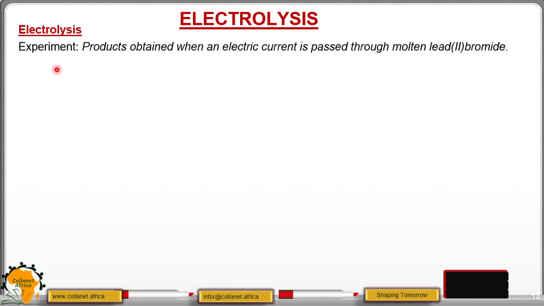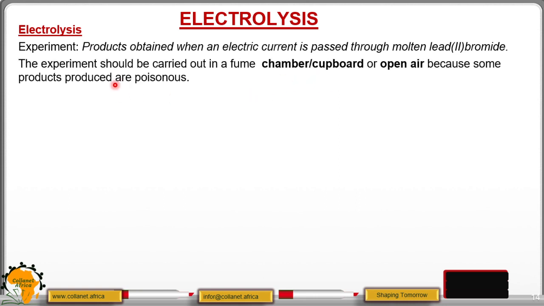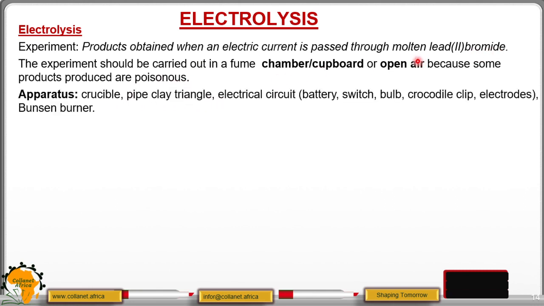So we are going to look at an experiment, and in this experiment we shall be using molten lead(II) bromide as our electrolyte. The experiment should be carried out in a fume chamber, cupboard, or in open air because some products produced, like bromine, are poisonous.